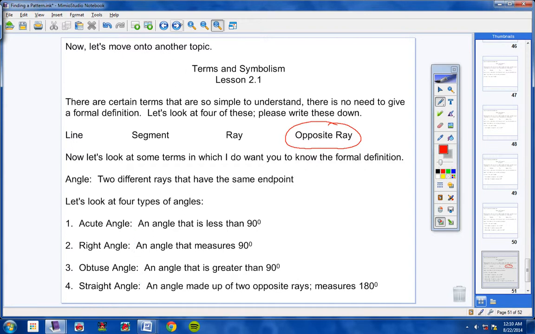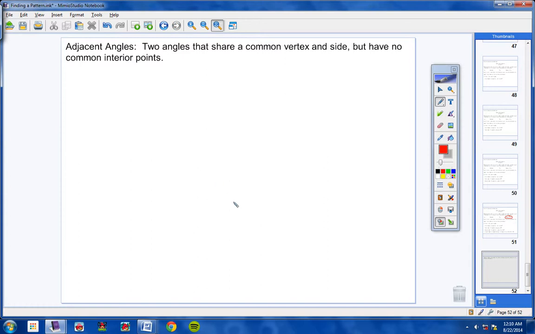And then lastly, one other thing, you need to understand what adjacent angles are, and then we're finally done. But it's very important that you know what adjacent angles are. The reason for that is we're going to have postulates and corollaries and theorems that refer to adjacent angles, and you have to know what they are, or the theorem's not going to make any sense. So adjacent angles are, please copy this in your notes, two angles that share a common vertex, and they also share a common side, but they have no common interior points, okay? So two angles that share a common vertex and a common side, but they have no common interior points.